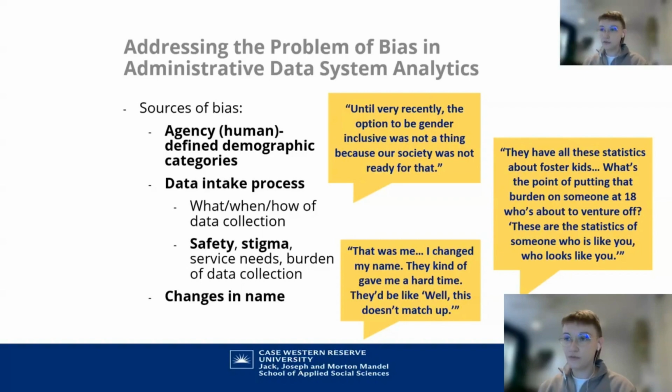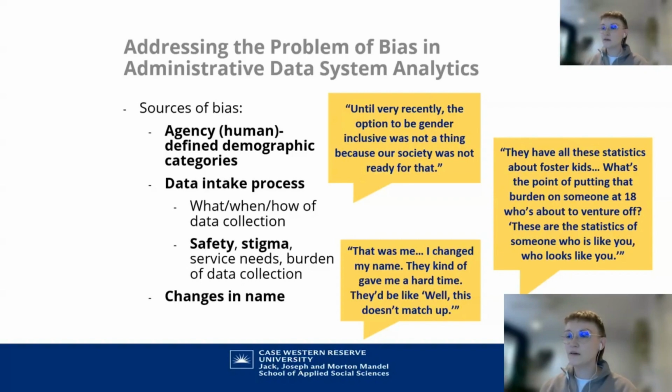And then the third source of bias we found was around changes in name. Our data chat participants identified two populations that may fall into this category. The first was children in foster care, or those who either age out of foster care or get adopted. And the second category was trans folks. A lot of times when trans folks change their documents, they may change their gender marker, and they may change their name as well.